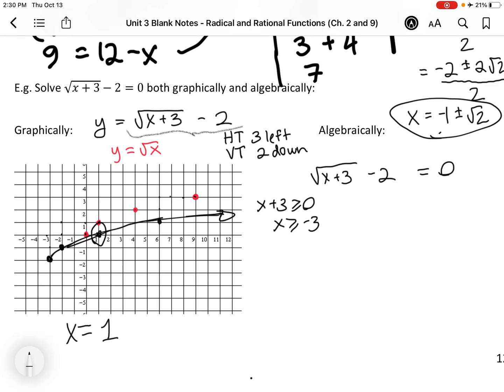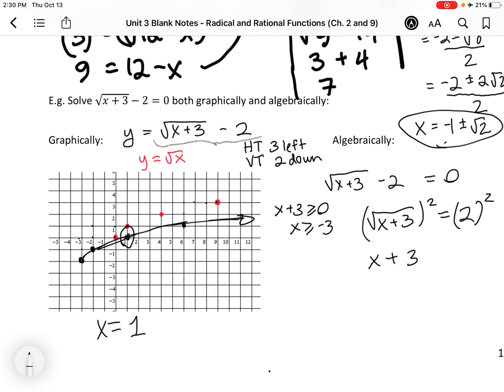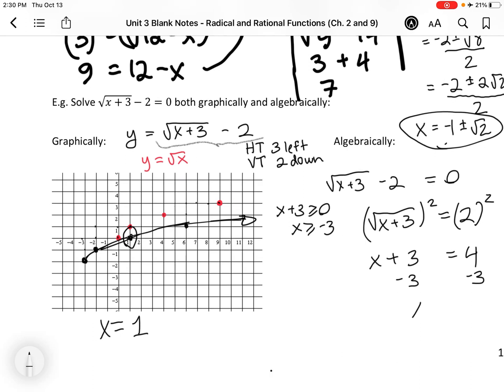What I'm going to do next is isolate the radical. So I'll add 2 to both sides, and I will get the square root of x plus 3 equals 2. And at this stage, I can square both sides. And when I do that, I will get x plus 3 on the left equals 4 on the right. And so I can subtract 3 from both sides, and I end up with x equals 1.